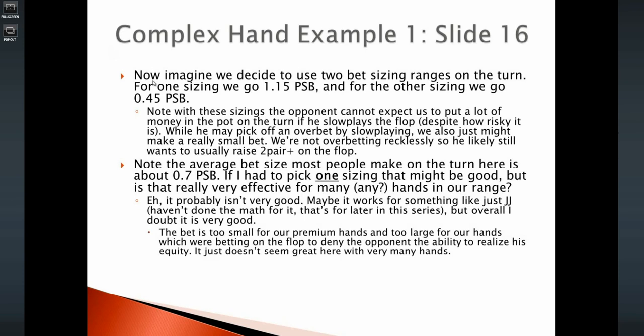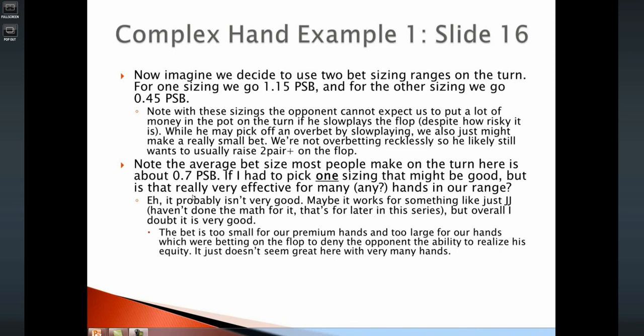The bet is too small for our premium hands and too large for our hands which we're betting on the flop to deny the opponent the ability to realize his equity. It just doesn't seem that great here with very many hands. So I really want to stress how important this is. If someone told me right now, I have to pick a bet sizing that I will always use when I'm out of position on the turn after betting the flop, if I do decide to bet the turn, then something like 0.75 pot size bets might be pretty good. It's not a huge bet, yet it's also not a very small bet that's giving my opponent a great price.